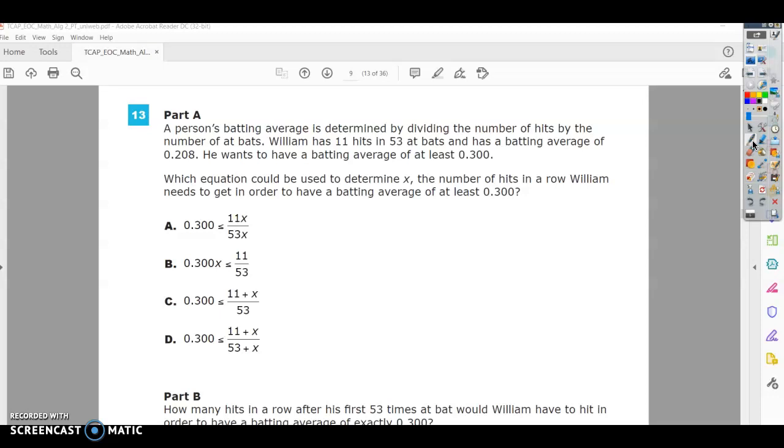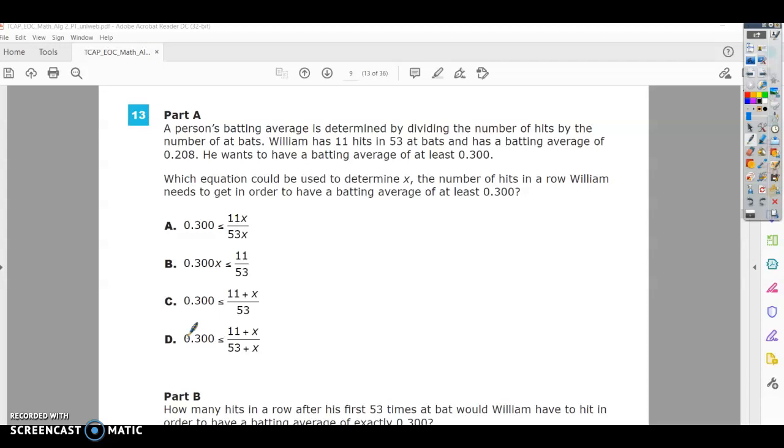Which equation could be used to determine X, the number of hits in a row William needs to get in order to have a batting average of at least .3? All right, so when we look at our choices here, we see that each one of these has .3 and it has less than or equal to. So the part on the left, we don't have to worry about.